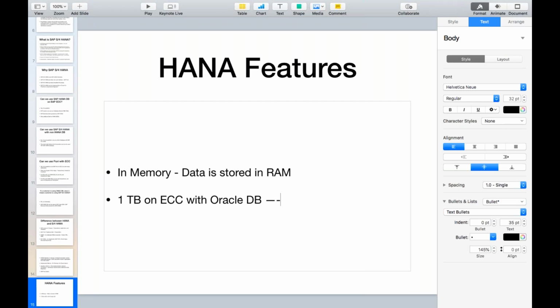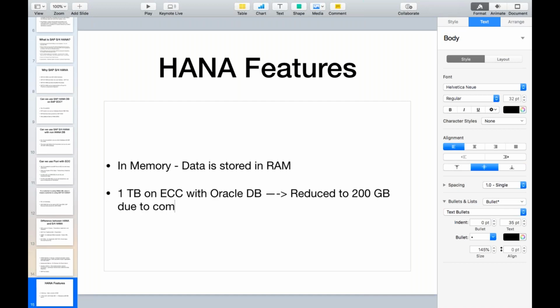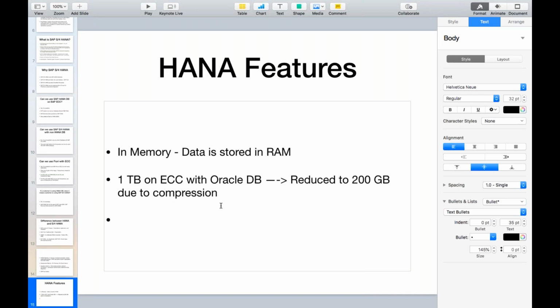Okay, so we are saying it would be reduced to 200 GB due to compression. Okay, and the next question is, in that case, do you need 200 GB of RAM to store this data? Yes, no? No. No need.